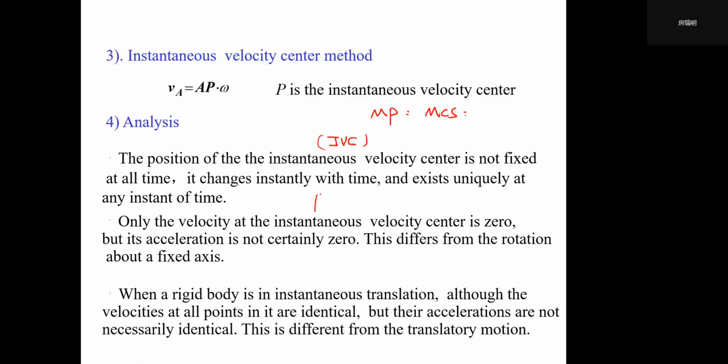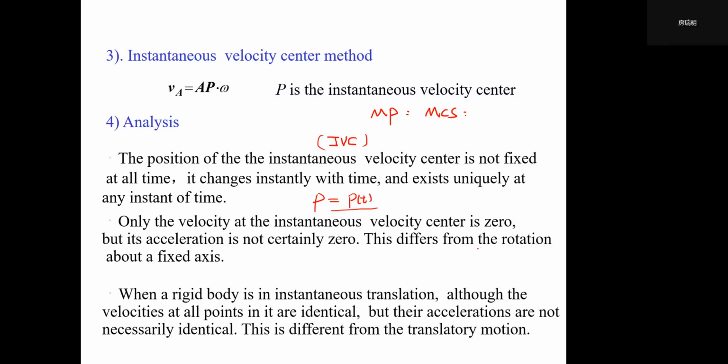So let's see, actually P equals P(t), that means its position will change at different time moments and exists uniquely at any instant. So guys can think about that. We can draw a trajectory line of the position of this IVC, right? Only the velocity at the instantaneous velocity center is 0, but its acceleration is not certainly 0. It may be 0, maybe not 0, right?